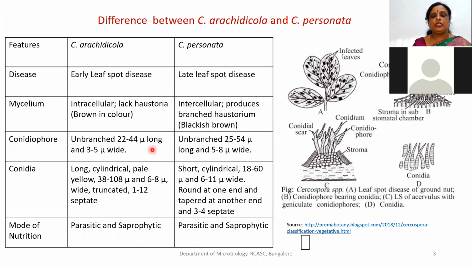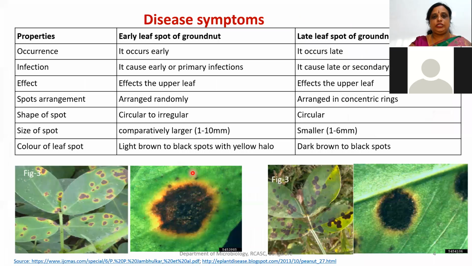The conidiophores, both are unbranched, and the conidia in the case of arachidicola are longer than those of Cercospora personata, and both are facultative parasites. This is about the pathogen and the difference between Cercospora arachidicola and Cercospora personata.